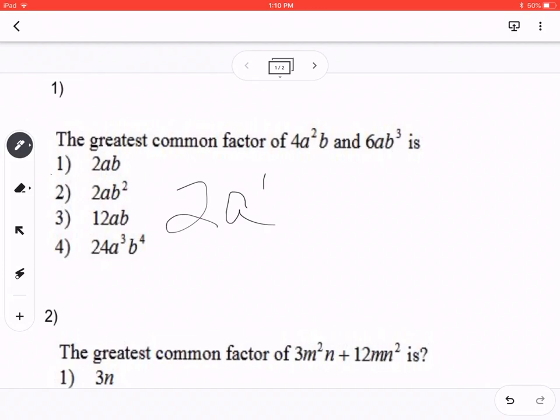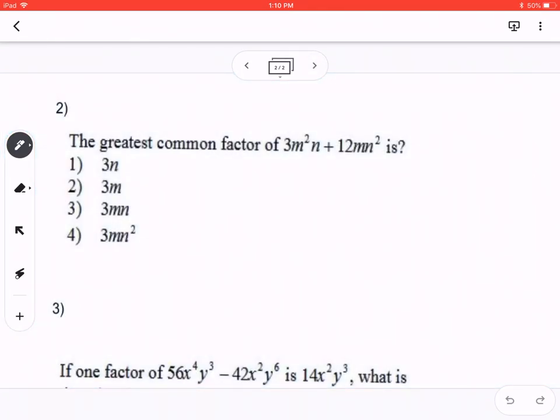In our second variable, b, the first term has b to the first power, the second term has b cubed. We can factor out a b to the first power out of those terms, making our GCF 2ab, the product of 2a and b, choice 1. In question 2, we're asked to work with 3m squared n and 12mn squared.